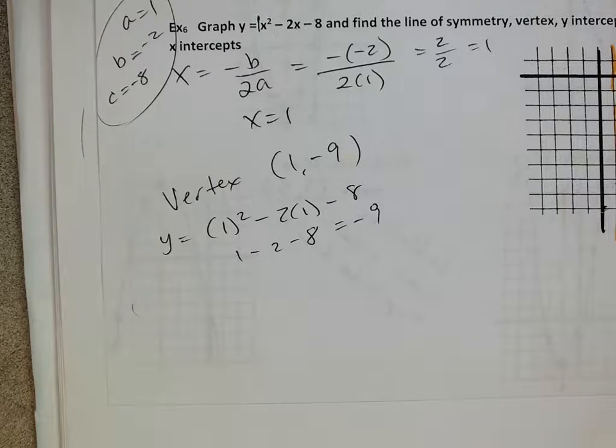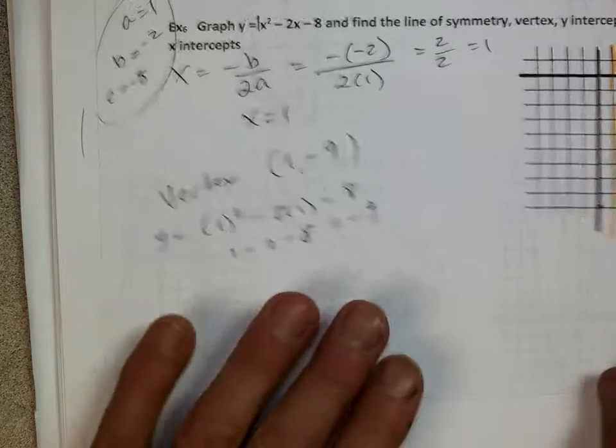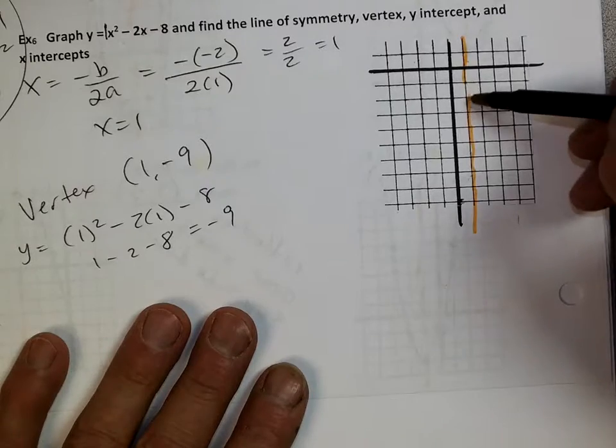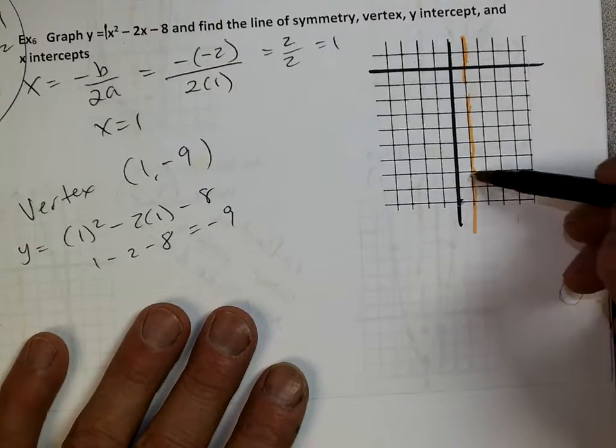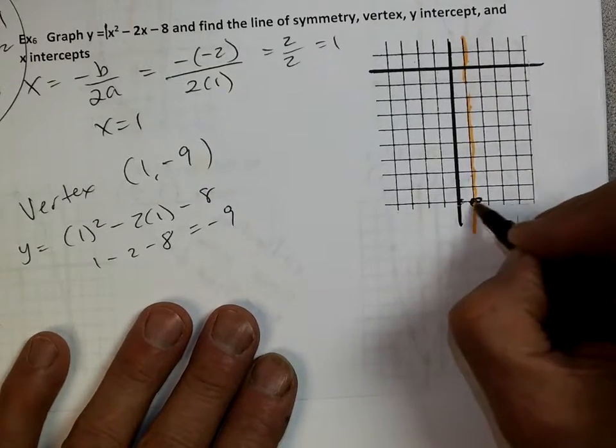So I knew my vertex was 1, something. To get the something, I had to plug the 1 into the original, and I did that. I went 1 squared minus 2 times 1 minus 8, did the math, and I got negative 9. So my vertex is at 1, negative 9. So let's put that on there. 1, 2, 3, 4, 5, 6, 7, 8, 9. It's right there, okay?